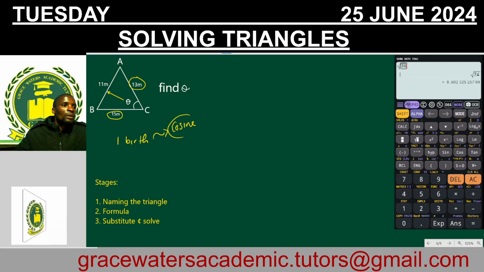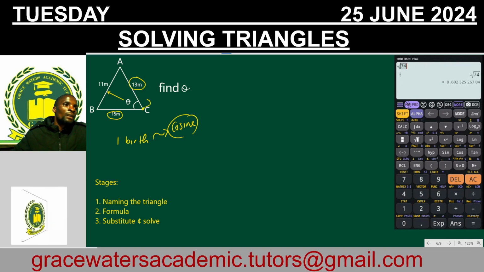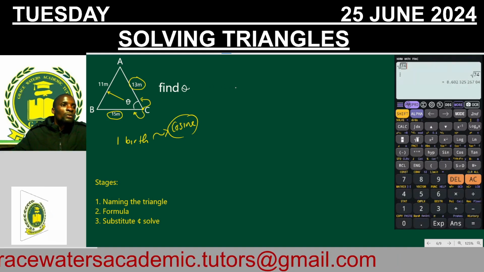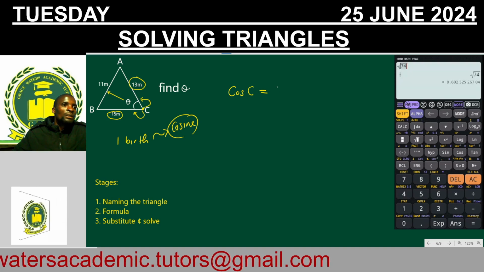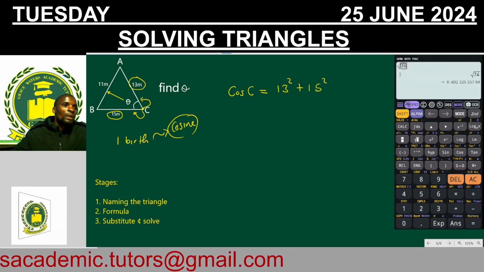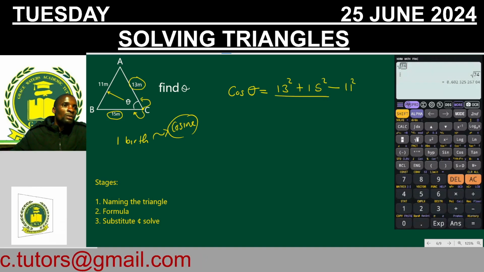Or a cosine rule. Let us put down the cosine rule. It starts from the angle that's given, and then it goes to the sides. That's very simple. So we need to write cos of C. Cos of C equals 13 squared plus 15 squared, minus 11 squared, all over 2 by, we bring down 13, and then we bring down 15. Let me just make it theta.